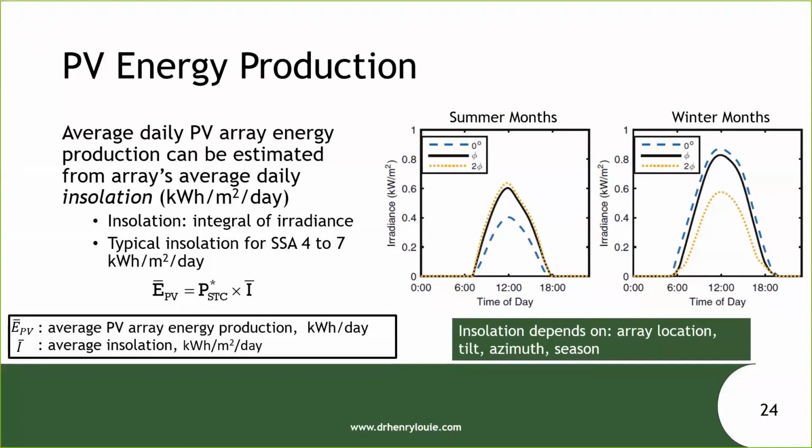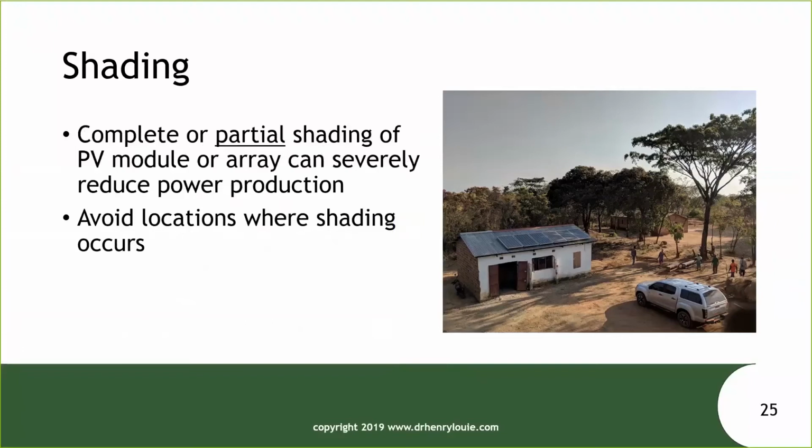is to just design your array to be tilted at whatever latitude the installation will be at. So again, that orientation is an important factor. One of the other things that you need to be aware of is shading. And I won't go into this in detail, but you want to avoid even partial shading of your PV module.